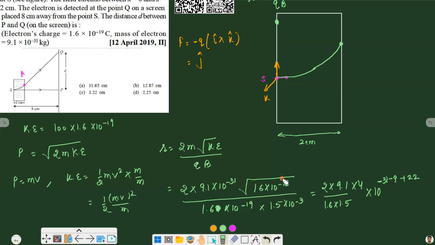We made a mistake here, a blunder. The momentum is under root of 2 m times kinetic energy. There was a whole under root of 2mKE, and we just took the under root of the kinetic energy. So it will be under root of the whole expression, and here also we will have the whole under root. So let's rub this.